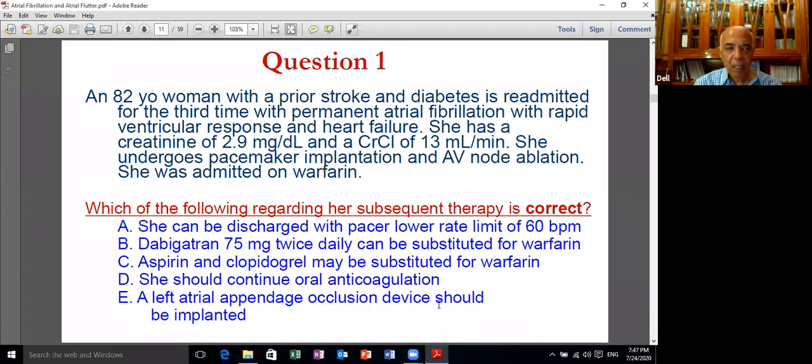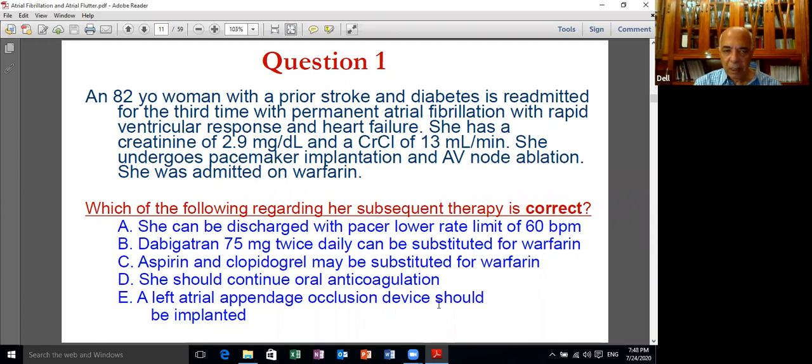An 80-year-old woman with prior stroke and diabetes, readmitted for the third time with permanent atrial fibrillation and rapid ventricular response. She's in heart failure, creatinine 2.9. So she has chronic kidney disease, creatinine clearance way down, 13 milliliters per minute. She undergoes a pacemaker implantation and AV nodal ablation. Her CHA2DS2-VASc score is going to be about 5. So the question is, which of the following regarding the subsequent therapy is correct?